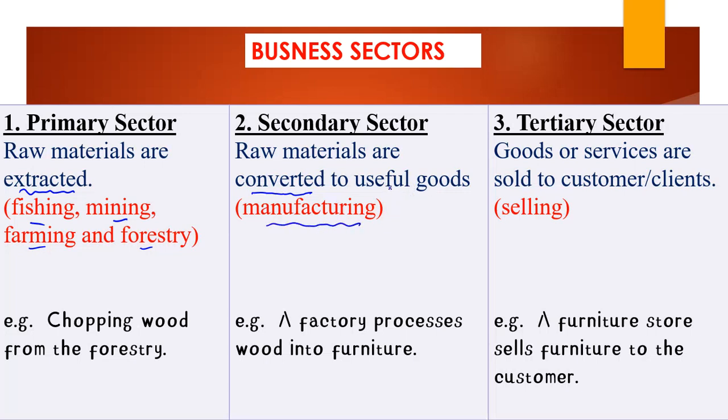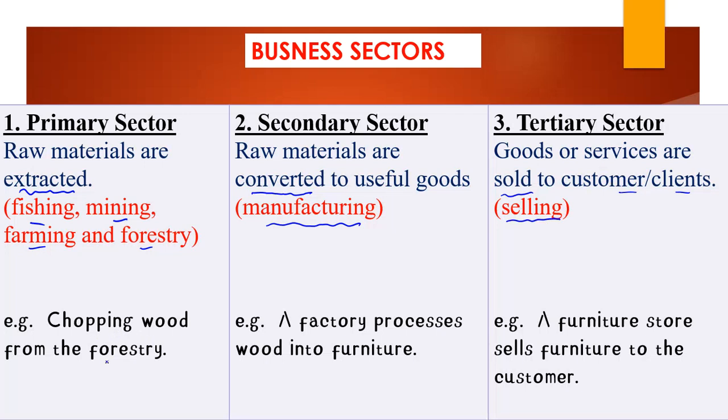Alright, so once the raw materials have been converted into useful goods, then they will go to the tertiary sector where they are sold to the customer or clients. So the tertiary sector mainly has to do with selling. We have a nice example at the bottom to explain the difference between the three sectors.